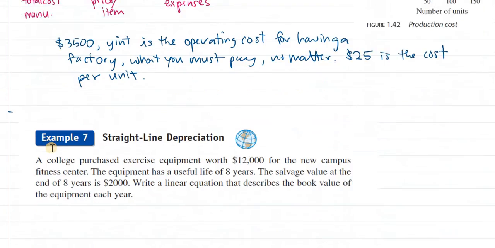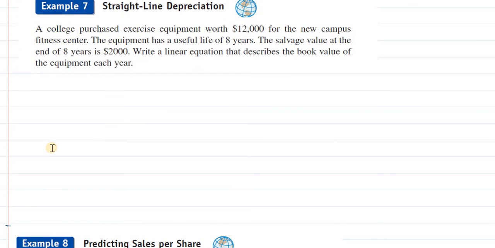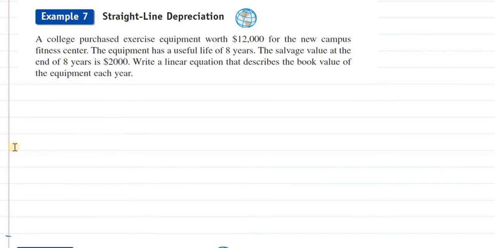Okay, let's move on and talk about straight line depreciation. So depreciation is what happens when something loses value. So for example, when you buy a car, it loses value the moment that you drive it off the lot. That's what they always say. So that you can't sell it again for the value. That's because you're using it. The same thing is true in your house. You buy a refrigerator for your house.